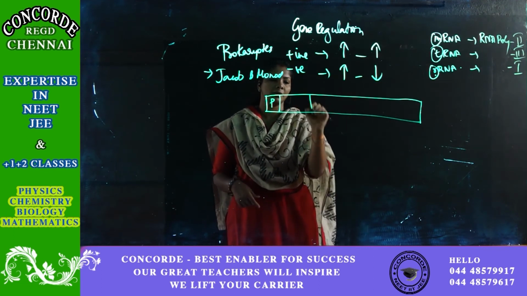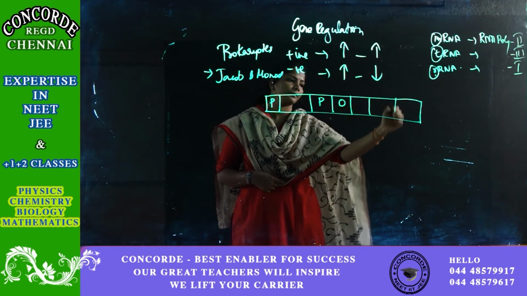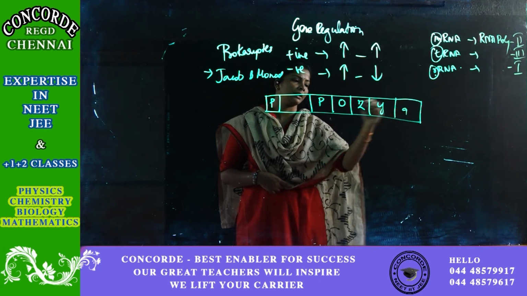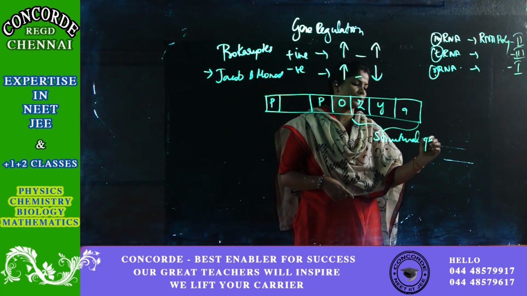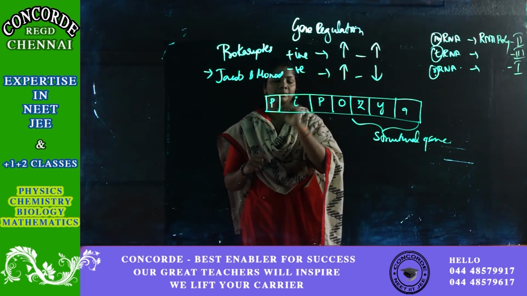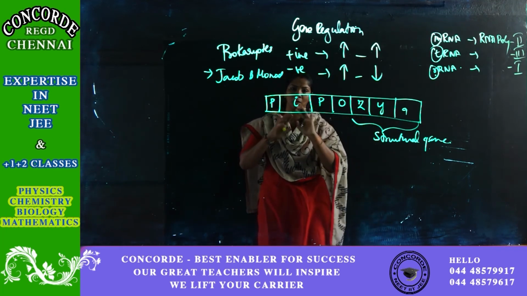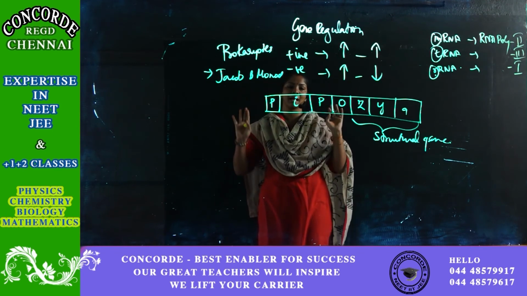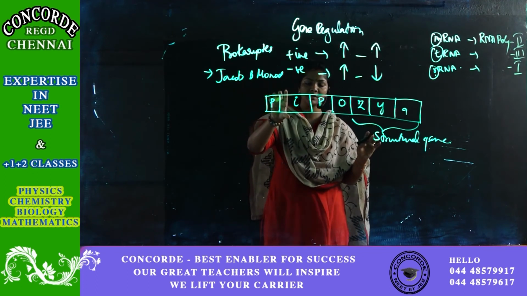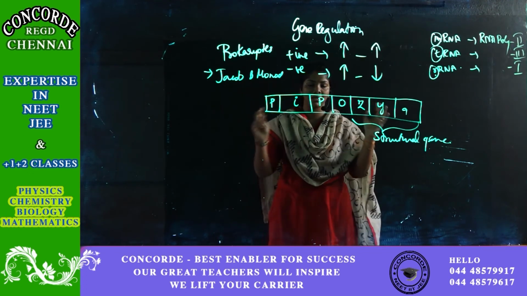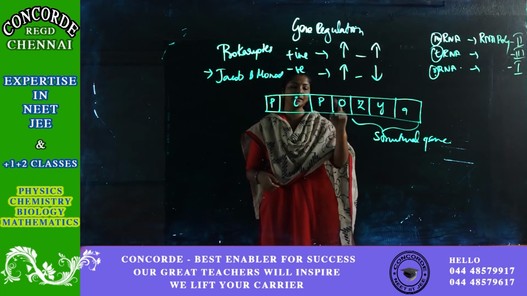P stands for promoter. O stands for operator. Z, Y, A, this is your structural gene. And this will be your regulator gene. You might wonder what are these. All these are sequences only. Imagine a DNA, with sequences like ATGC. I'm just splitting that DNA into regions. Those regions are regulator, promoter, operator, and Z, Y, A.